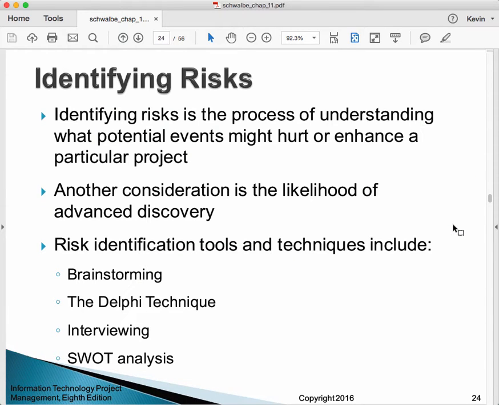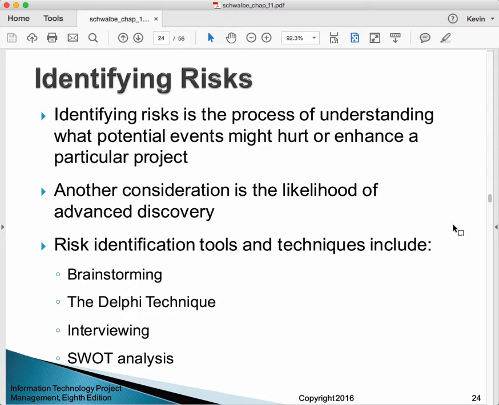Identifying risks. Identifying risks is the process of understanding what potential events might hurt or enhance a particular project. Hurt or enhance, negative or positive. Another consideration is the likelihood of advanced discovery.